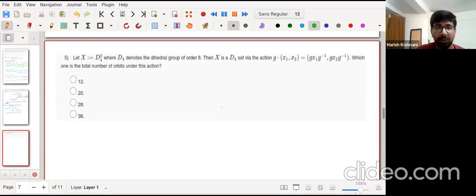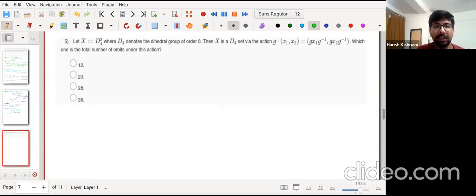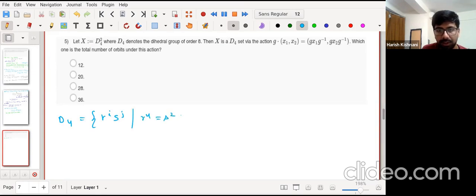So for the fifth question, it's just a counting question. I will just give you some hints, or whatever data you require, and then I expect that you should be able to do it, because counting will unnecessarily take time and it's not fruitful. So D4 is just the set of the form R^i S^j, such that R^4 = S^2 = identity, and RS = SR^{-1}, and of course i is between 1 to 4 and j is between 1 to 2.